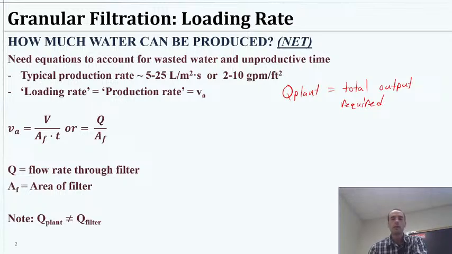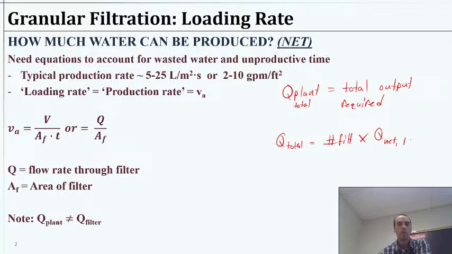And so when I say that's not equal to the Q from one filter, we have to make sure that we have these separated in our minds. So we could say that's Q total, Q plant, whatever. The Q total would be equal to the number of filters times the Q net for one filter, right? That's kind of obvious, right? If we have 10 filters and we need some amount of flow, then that flow is coming from whatever the 10 filters produce in a net manner.